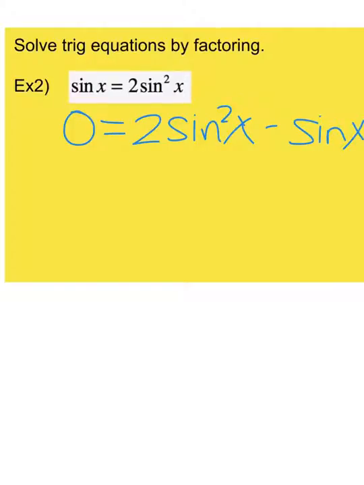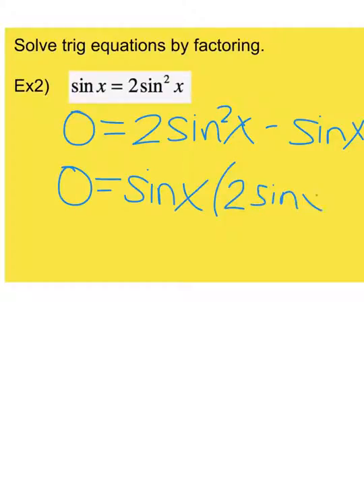In this case, when I go to factor, I notice that there's a common factor. So both this term and this term have a sine of x in common. So you're going to start by factoring out a sine of x, and then do the opposite of the distributive property. What do I need to multiply sine of x by to get 2 sine squared of x? Well, I need a 2 and another sine of x. And then what do I need to multiply sine of x by to get negative sine of x? That would be negative 1.